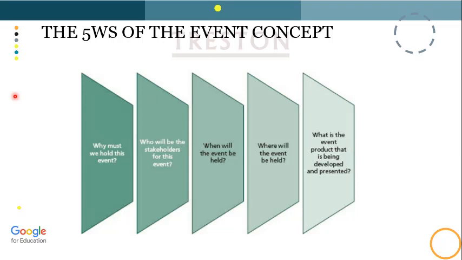So in conceptualizing an event, we call this the 5 W's. So you ask during the conception or initial planning of the event, why must you hold this event? Who will be the stakeholders for this event? When will the event be held? Where will the event be held? What is the event product that is being developed and presented?